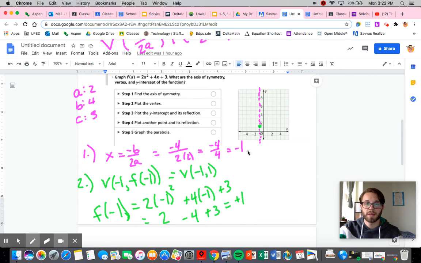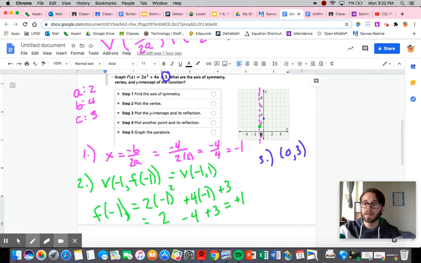So plot the y-intercept and its reflection. All right, well, we already know right off the bat that our y-intercept is going to have the y value of 3. So it's 0, 3. Now, the tricky part here is that we are dealing with 0, 3, right? So we've dealt with that, but now it's also telling us to plot its reflection.